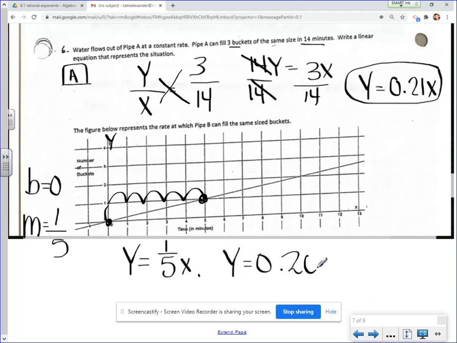So that would be the same thing as 0.20x. So that's for pipe B. Remember, when you're wanting to know which one fills it up faster, you're looking for the larger number. So now you have to look at these two numbers. You've got 0.21 and you've got 0.20. Which one of those is larger?